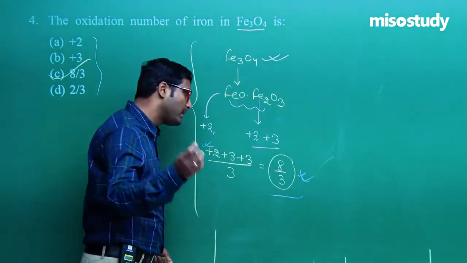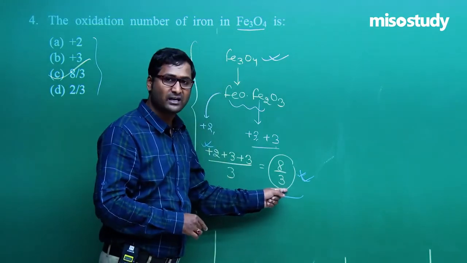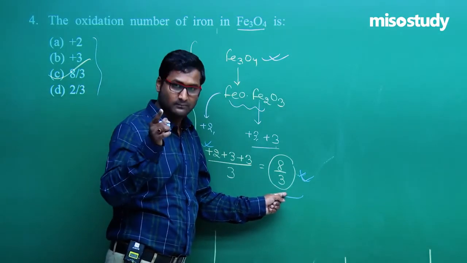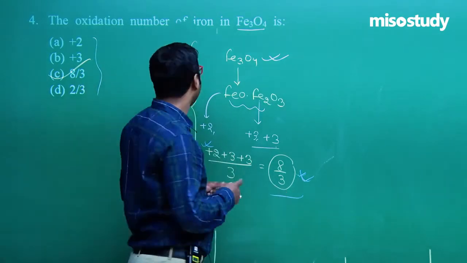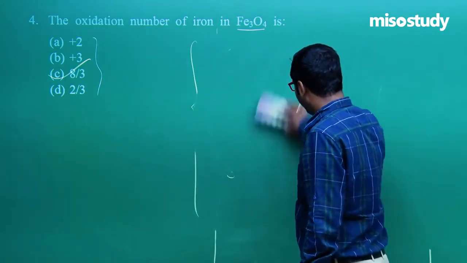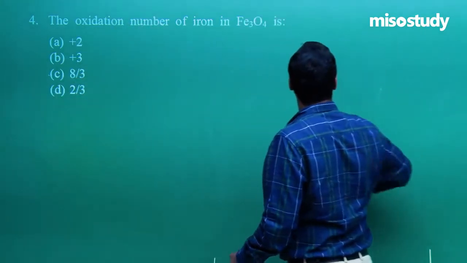Clear to you? We know oxidation state may be plus, may be minus, may be fraction, but valency cannot be plus, cannot be negative, cannot be fraction. Clear to you? Now I am going to rub this part and we'll move towards the next question. Now wait for a moment.